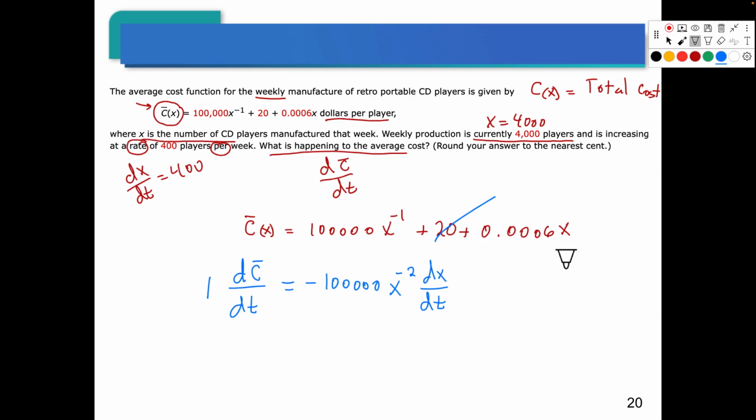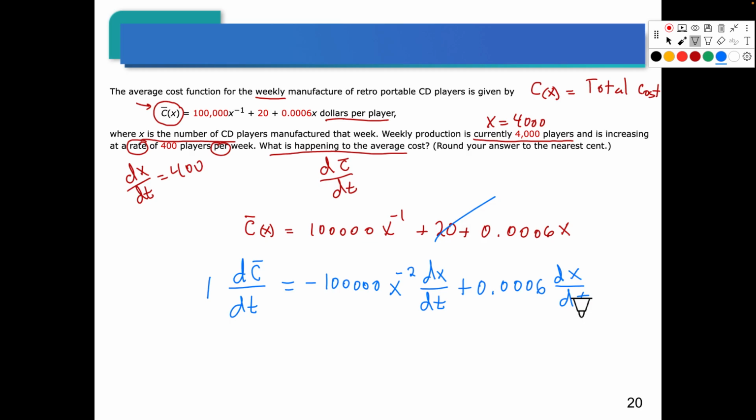0.0006x, remember this is just x to the first power, so its derivative is going to be 0.0006 x to the 0 power, which is 1. And then again, since we took the derivative of x, we get dx/dt. So in this case, we've got two places where we have that dx/dt. Okay, that's a lot of work, but we're not done yet. Now what do we do?